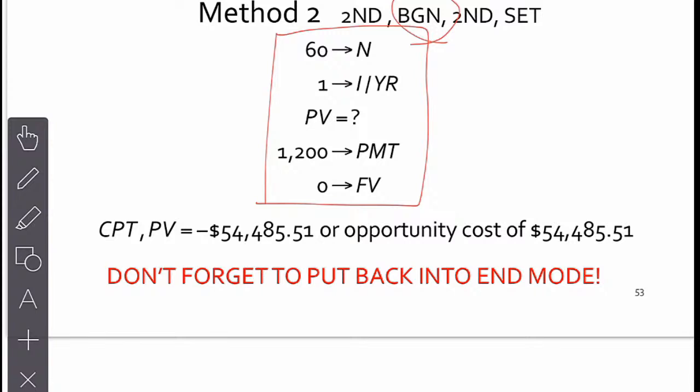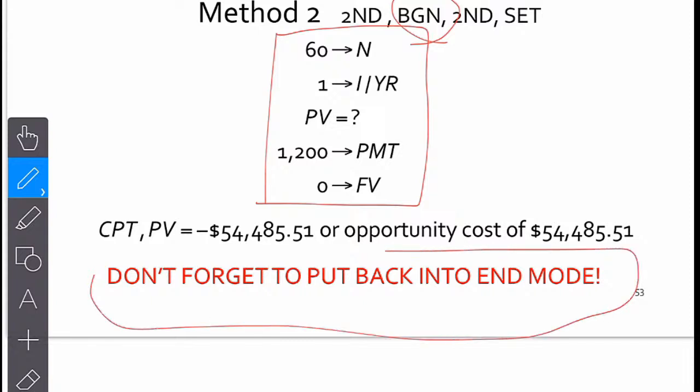So that might be the easiest way, but don't forget to return your calculator to end mode, or the rest of your assignment or the rest of your test will be wrong. Or working through the assignment with solutions, you'll be tearing your hair out not knowing why you're getting the wrong answer. Look up on the screen, make sure that begin is only there when you're solving a problem with an annuity in advance. So that I refer to as method 2. So make sure you can get that.